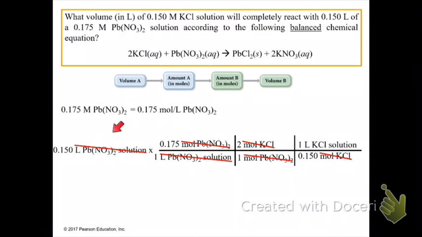And then all you have to do now is multiply all the numbers up top. So 0.150 times 0.175 times 2 times 1, divided by 0.150. And that gives us 0.350 liters of KCl solution. So this is the volume of KCl that would react completely with 150 milliliters of the lead nitrate solution.